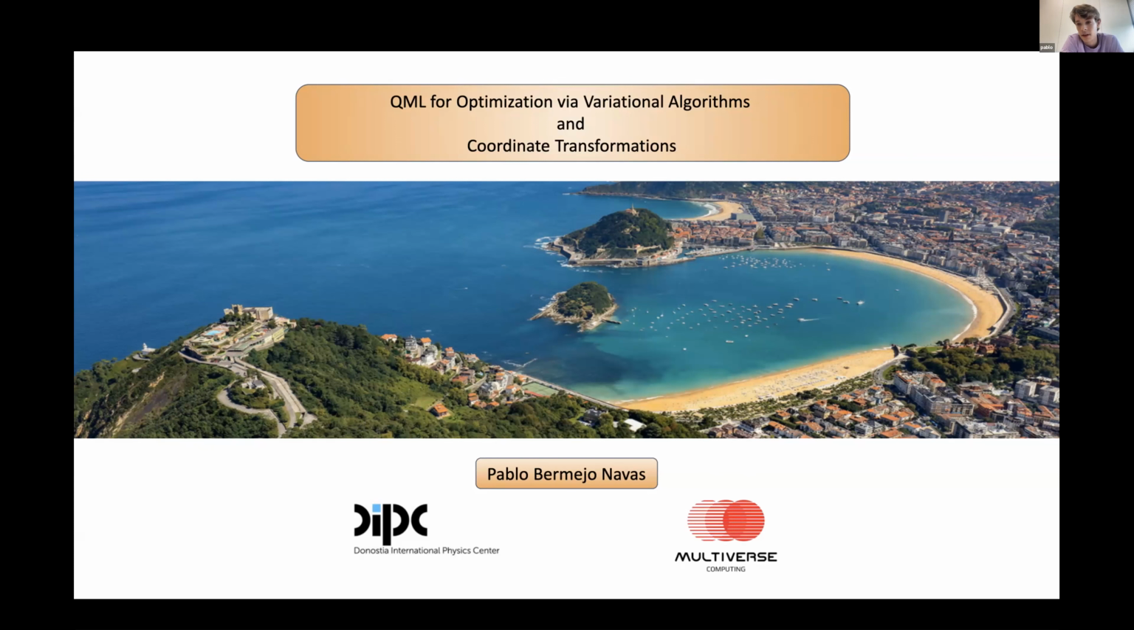I'm also working as a senior scientist at Multiverse Computing, which is a company devoted to developing quantum and quantum-inspired solutions, mainly based on tensor networks. I'm also working on tensor networks myself, but in this case, I'll be focusing on quantum machine learning for optimization via variational algorithms and coordinate transformations.